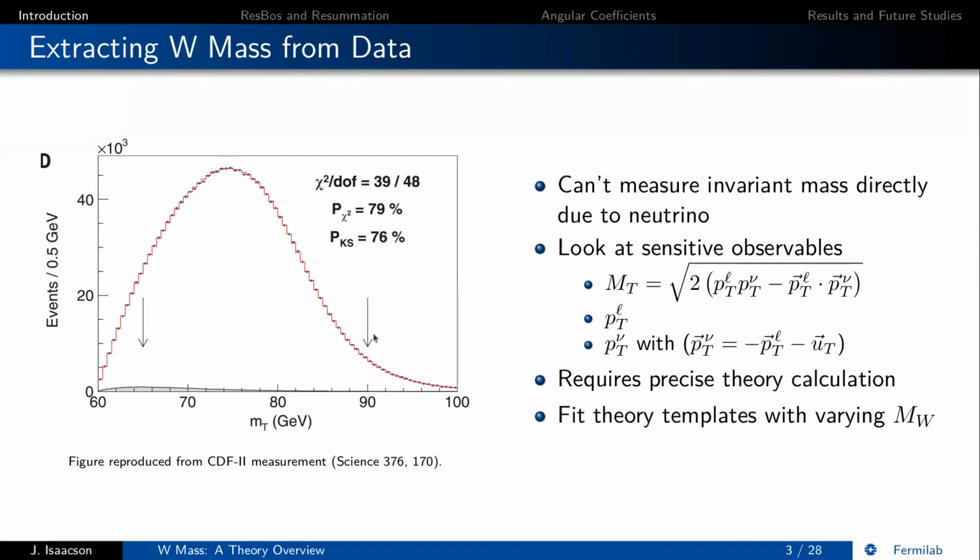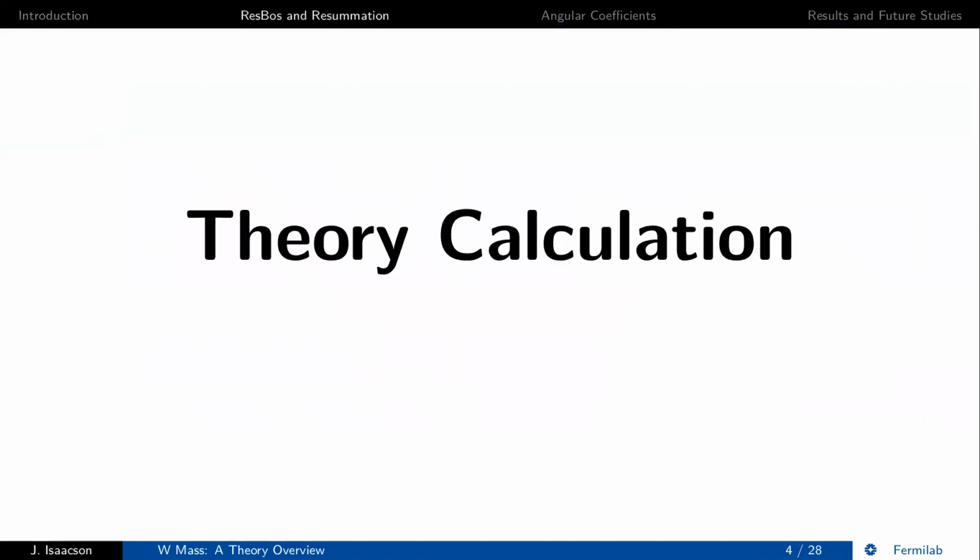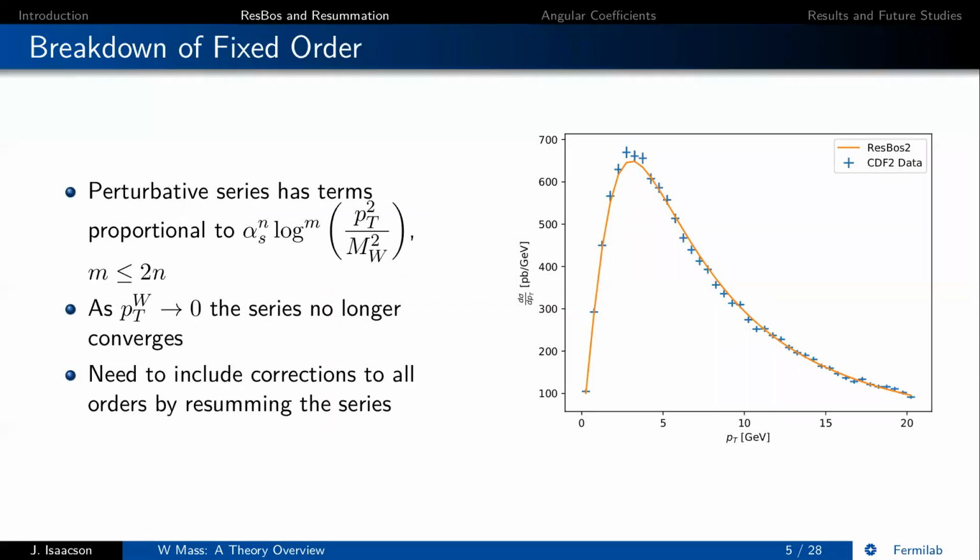And so this sort of then leads into questions about how do we actually do these precise theory calculations? The idea is that if you just want to do this in perturbation theory, you can calculate this order by order. As you go to higher and higher orders, you will find that the calculation has terms that go like alpha_s^n times log^m of the pT squared of the W over the mass of the W squared. And here m is less than or equal to 2n.